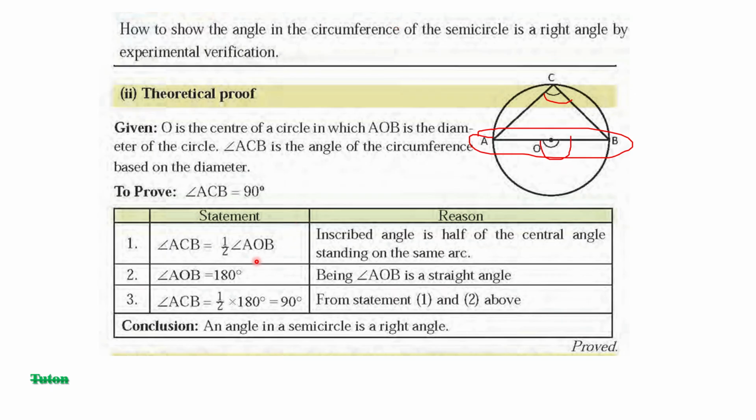Now solving statement 1 and statement 2, putting the value of angle AOB in statement 1, which would be 180 degrees. Half of 180 degrees is equal to 90 degrees, and here we have it: angle ACB is equal to 90 degrees, which is a right angle. Here we have proved that the angle on the circumference in a semicircle is always a right angle.